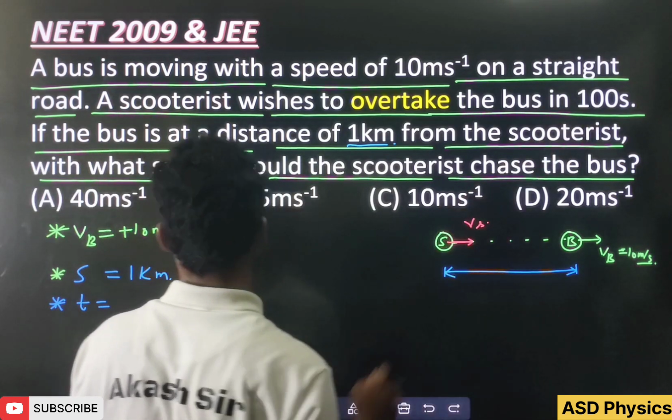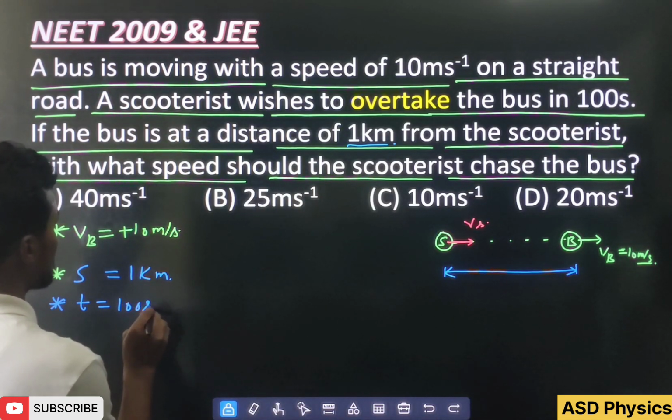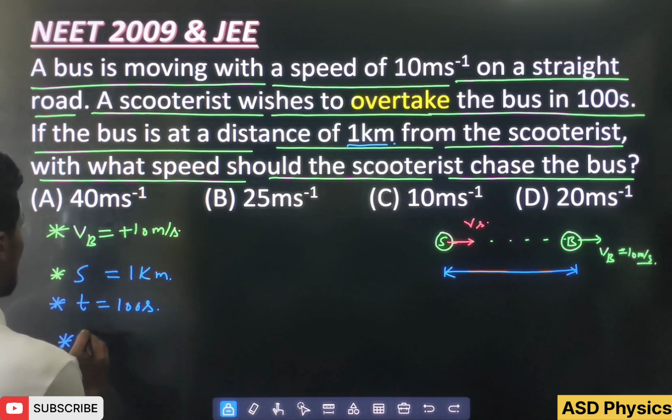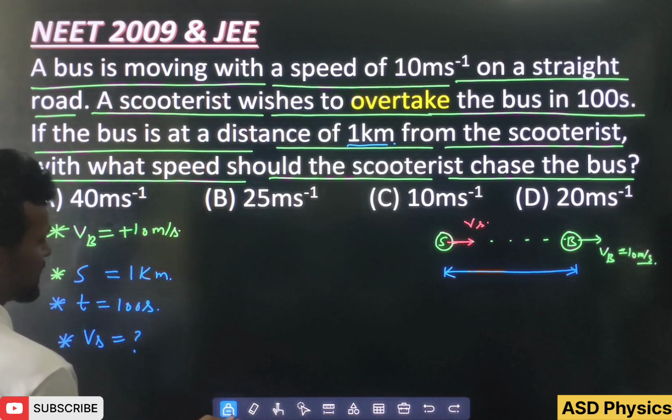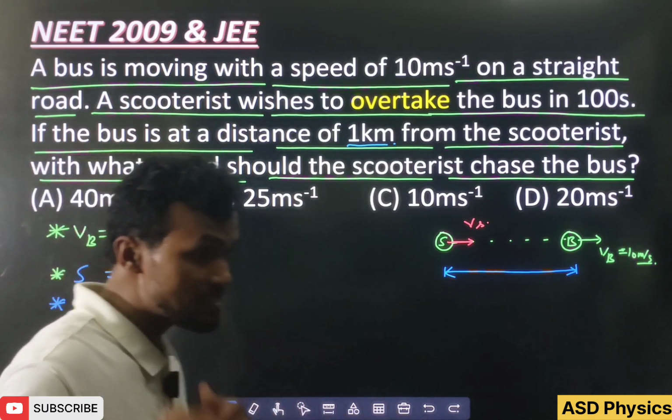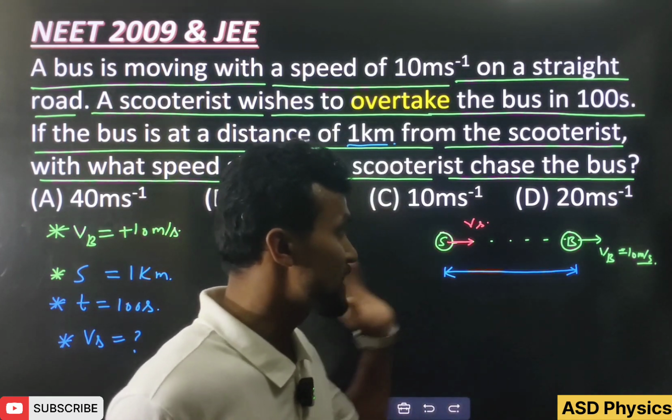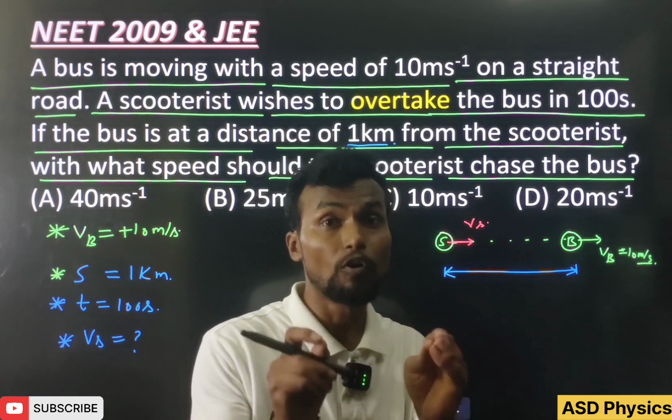Chase in how much time? 100 seconds is there. So see here, T is given as 100 seconds and we have to calculate this Vs. Nothing else is mentioned. In a previous question, acceleration was there, but here nothing is mentioned. That means they are moving with a uniform velocity.